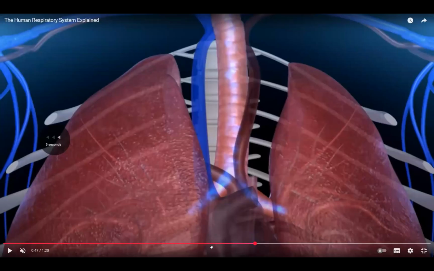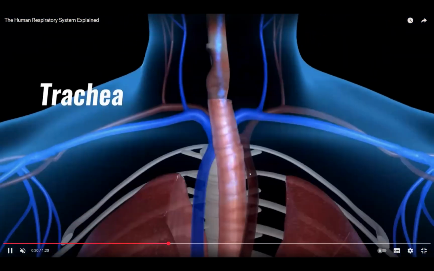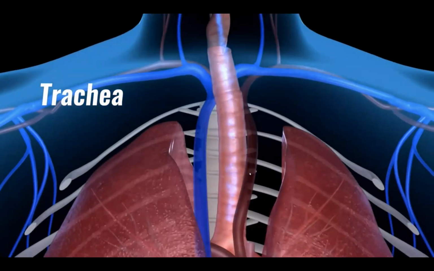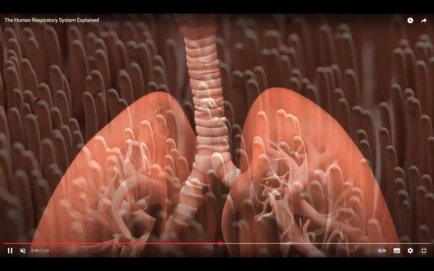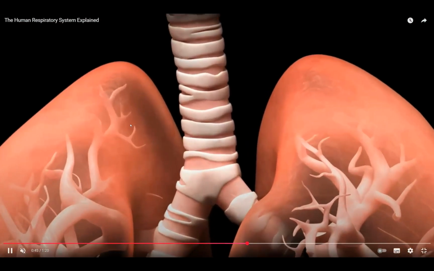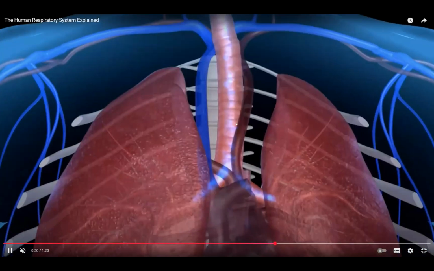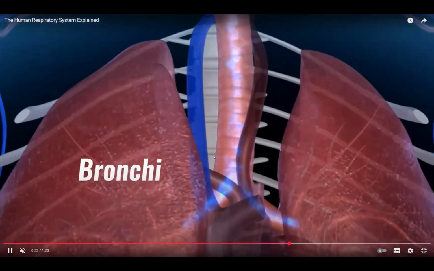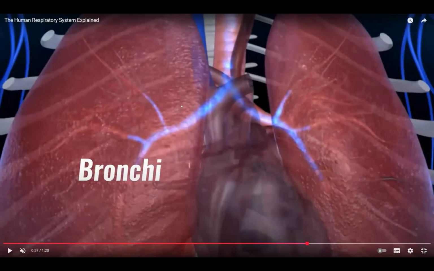Yes. So now from the trachea, the air has entered into the lungs. So we have seen about the cilia also. Now the trachea is bifurcated into two parts. In each lung, you can see these branches. Each set is known as the bronchi and the branches are known as the bronchioles. So now air is entering into the two lungs and each bronchi.